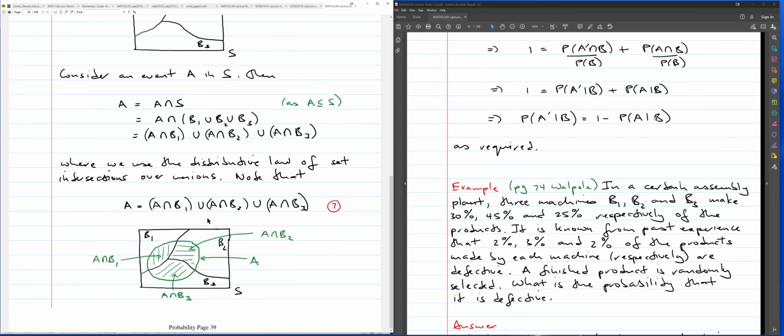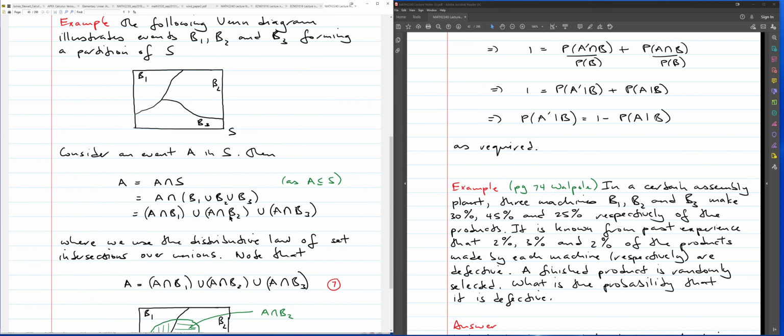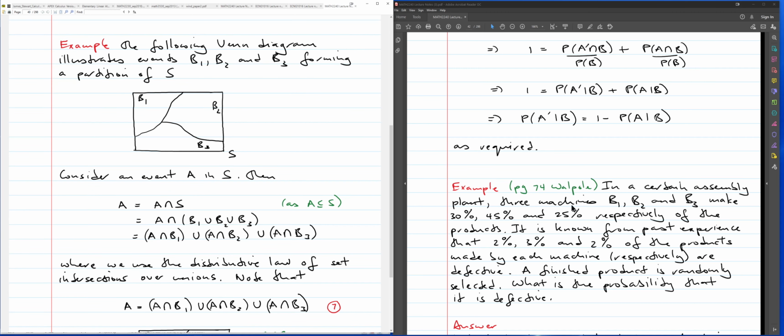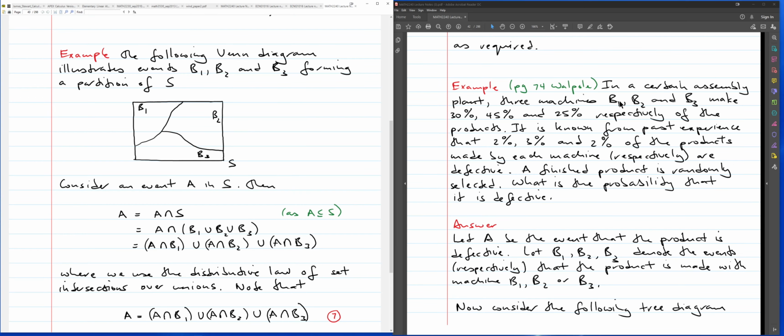Now I have it described here in the notes somewhat formally using sets, but let me just use an example so that you can see what this law of total probability is. We will get to this example in more detail to actually work it out later, but I'm using the rubric over here. So I have an assembly plant where machines B1, B2, and B3 are making products. Of the products made, 30% are made by machine B1, 45% are made by machine B2, and 25% are made by machine B3.